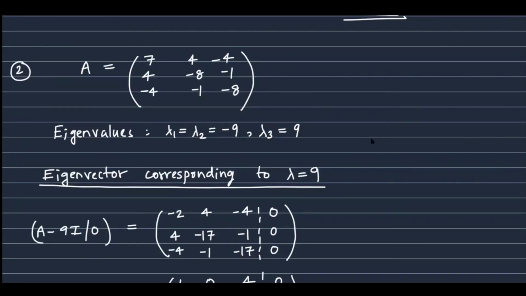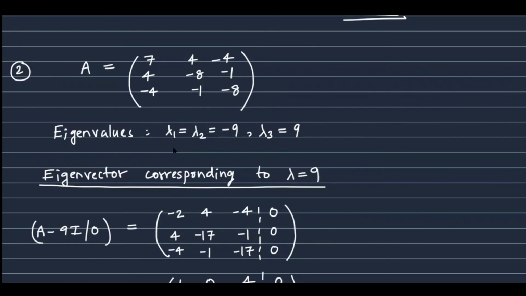Now we will see the second problem. Let the matrix A equal to 7, 4, minus 4, 4, minus 8, minus 1, minus 4, minus 1, minus 8. So our aim is to find a matrix P which is orthogonal. Starting from this matrix A, we have to construct a matrix P which is itself orthogonal. So first of all, we will find the eigenvalues of the matrix A.